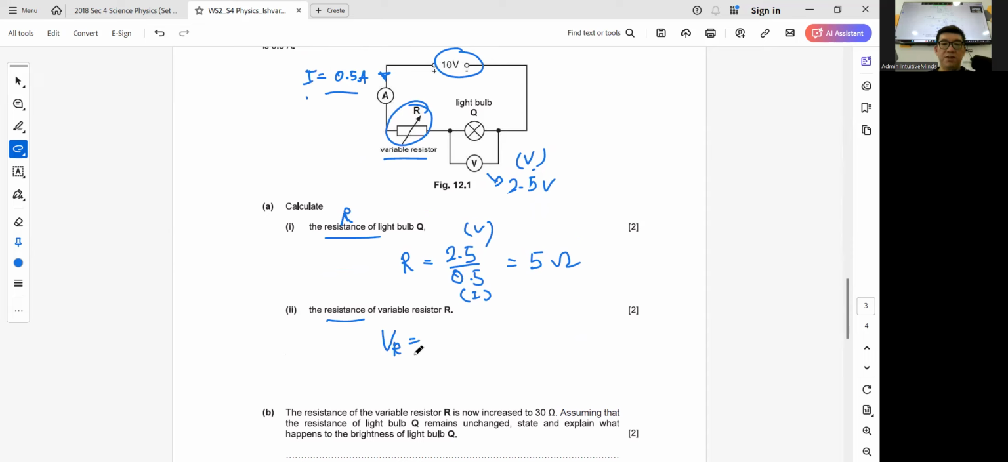So for presentation, you can write this. VR, because it's R, so you put a subscript R, 10 minus 2.5 equals 7.5. And then you can use the same one, V over I. And what's that again? 3. Yeah. Or 15. Right. Okay.